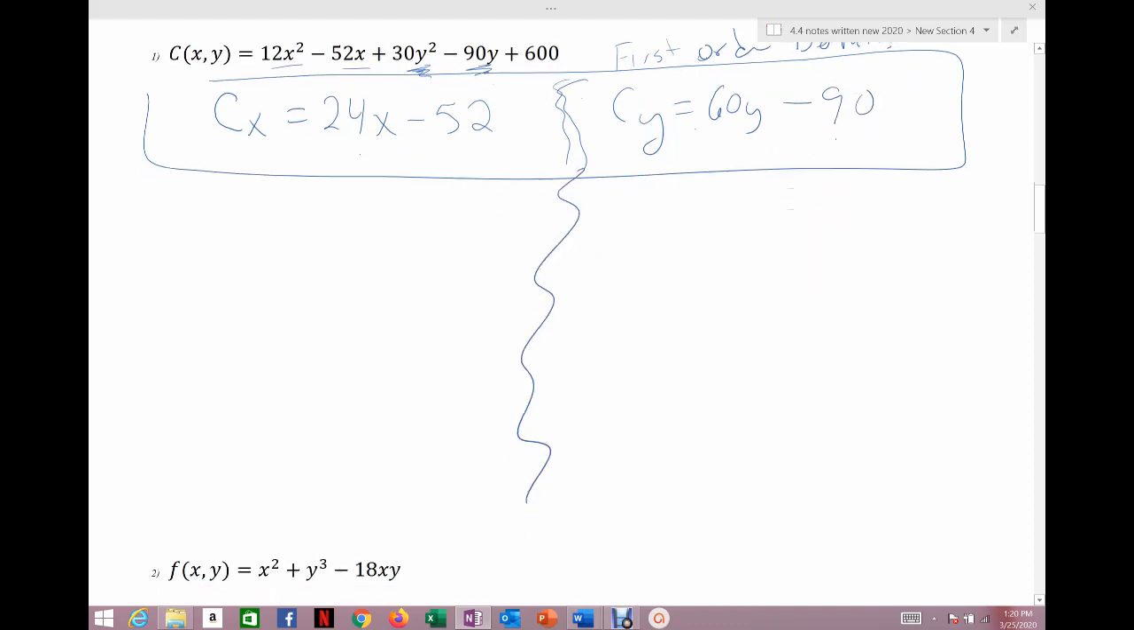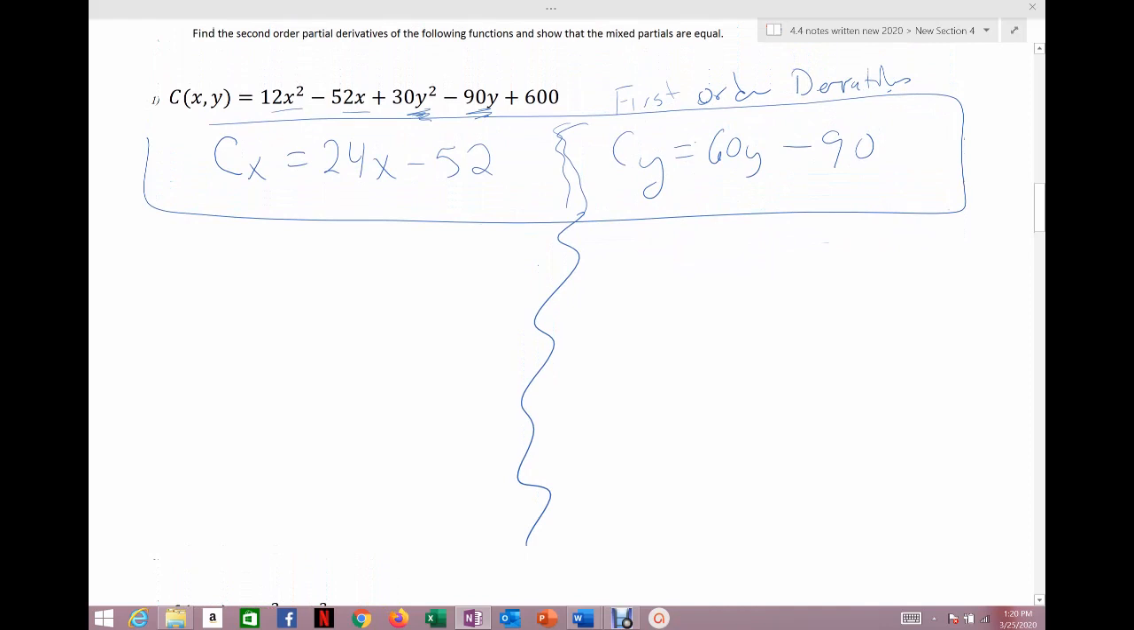Now I sort of split it. I'm going to look at the individual derivatives. I'm going to start off looking at my x derivative, and take its derivatives with respect to each variable. These are my second order derivatives. Take the derivative of my f sub x with respect to x. There's my x term, so 24x. It's just 24. The 52 will zero out.